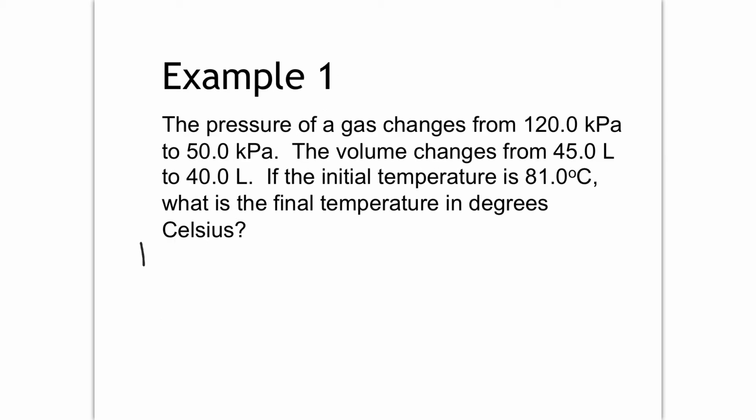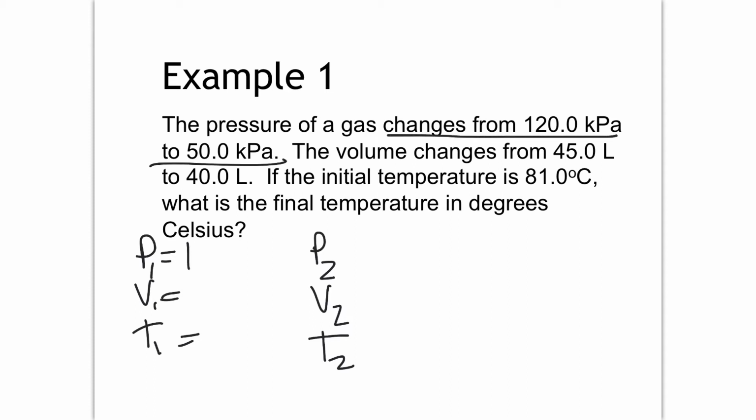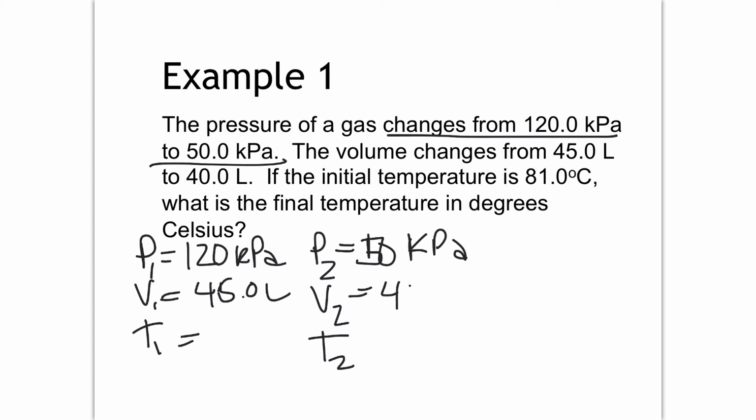Okay, the first thing I'm going to do is assign my variables. So P1, V1, T1, P2, V2, and T2, and those are all equals. Now, it says the gas pressure changes from this to this. So that's my P1, and this is my P2. The volume changes from 45 to 40. And the initial temperature is 81°C. I'm going to put that here for right now because I have to change it. And it says, what is the final temperature? So that's what we're trying to find, right?